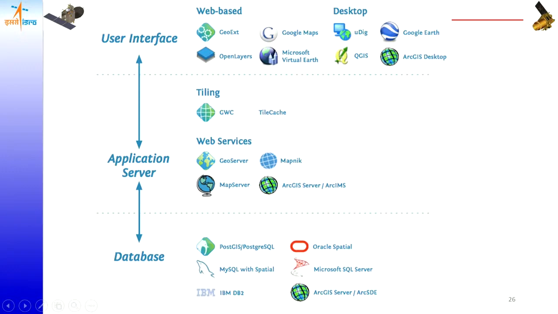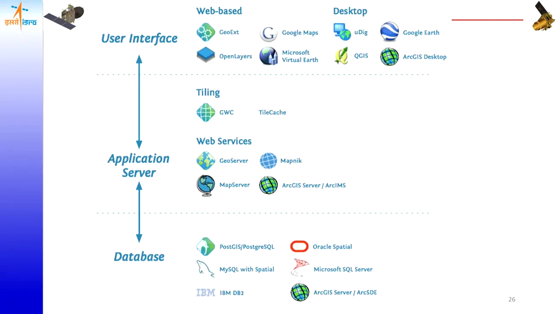Now to serve them faster, we can also create tiles. So there are tile solutions like GeoWebCache and TileCache. Now from the user interface, after the data is stored, we have a server which can crunch the numbers and display the images, or serve them in the form of OGC services to the user.